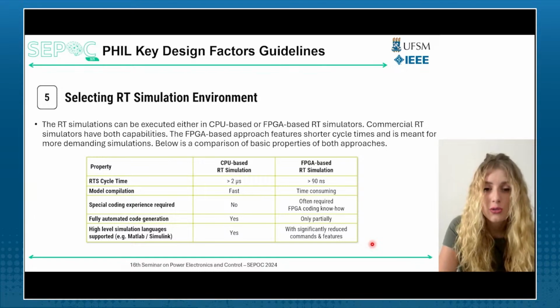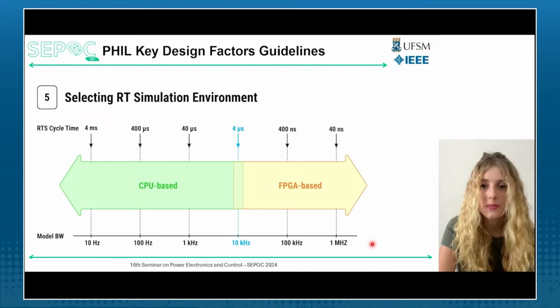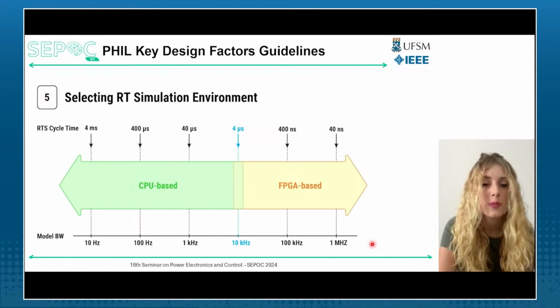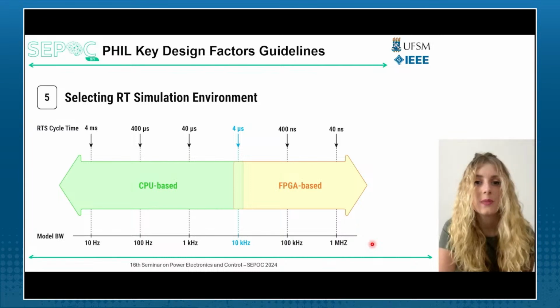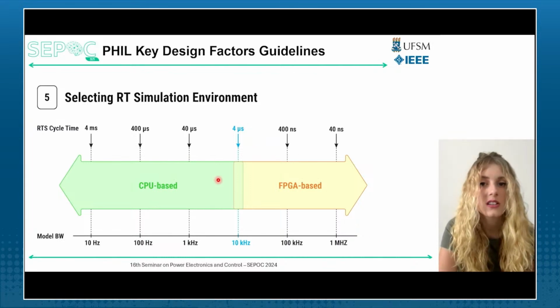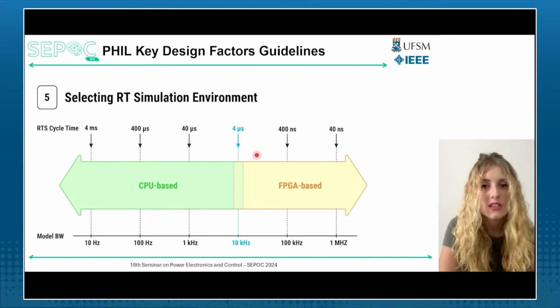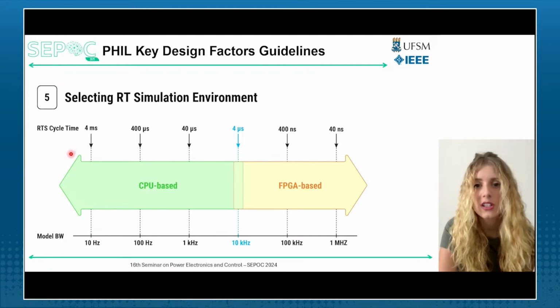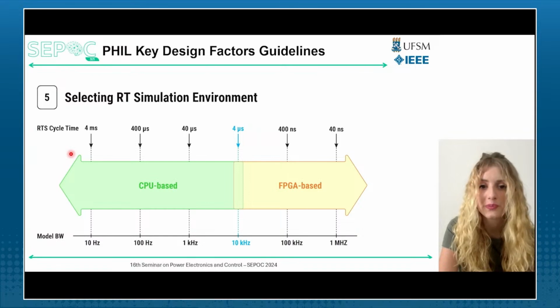So what should I choose then? Basically, based on technologies, and technologies are constantly evolving, we could use 4 microseconds as a reference point or a base. So if your time step is less than 4 microseconds, you should go with the FPGA-based approach, and if it's higher, you should choose CPU-based. And of course, there is an overlap between these two.